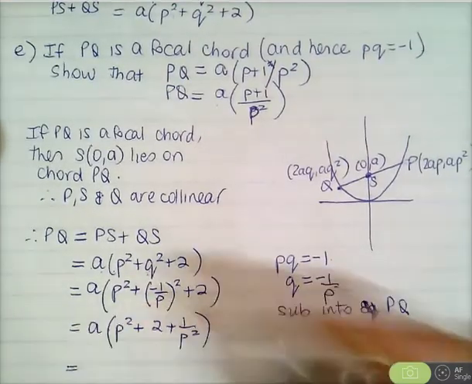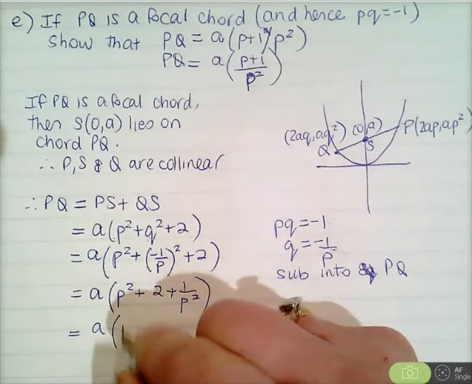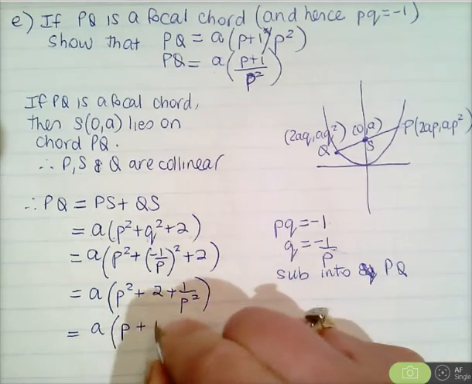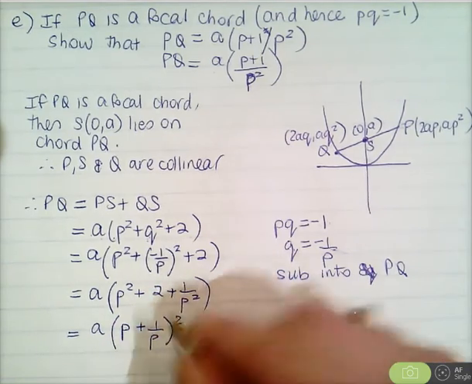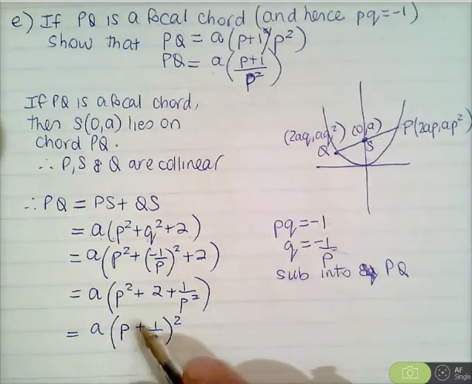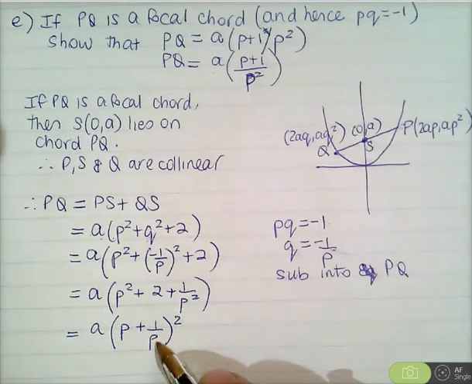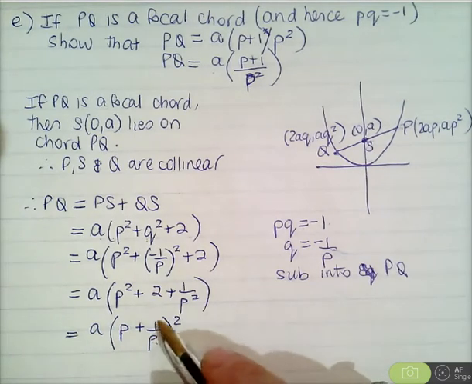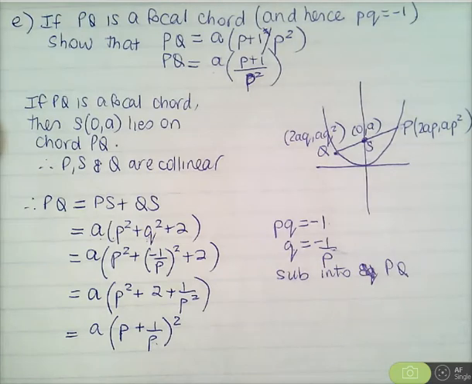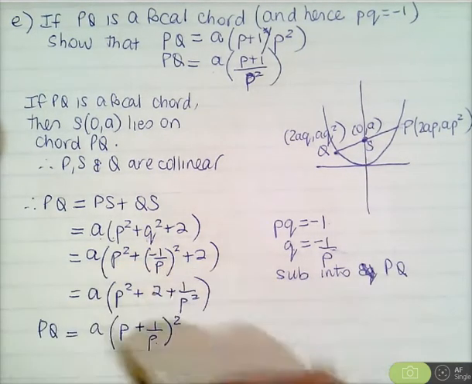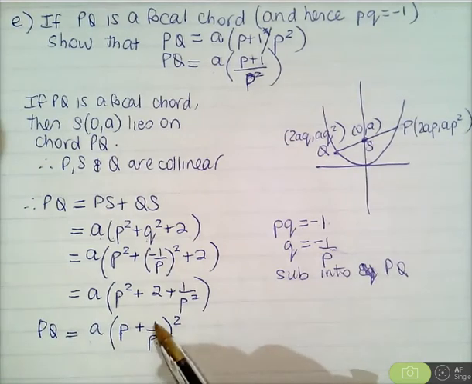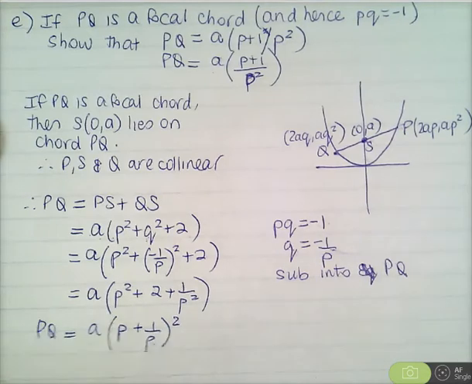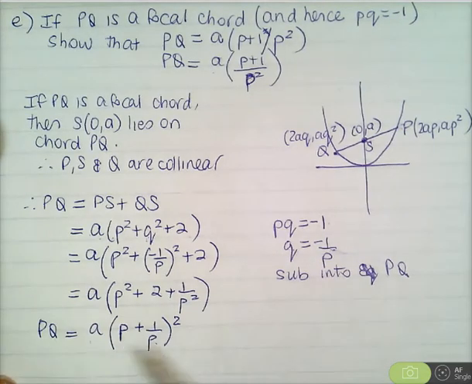Now again, this will be a perfect square, where p is your, like, a squared, and 1 on p squared is your b squared. So we're going to try this and see if this works. So if I expand this, I get p squared plus 2 times p times 1 on p. So p times 1 on p is 1, and times that by 2 and you get 2, and 1 on p squared is 1 on p squared. So therefore I get that PQ is a, p plus 1 over p squared. Okay, yep, that's correct.